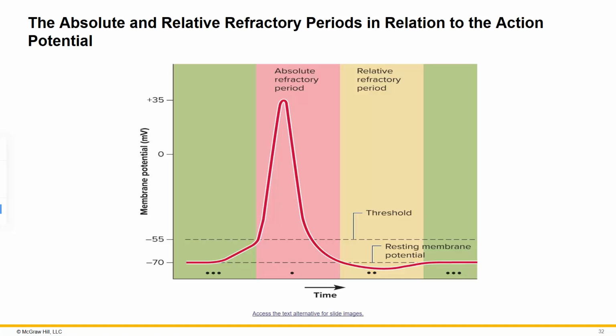So here you can see the resting membrane potential. Then you have this absolute refractory period that no matter what, nothing can overcome it. And then you have the relative refractory period where the membrane's kind of resetting and we're trying to get back up to normal.